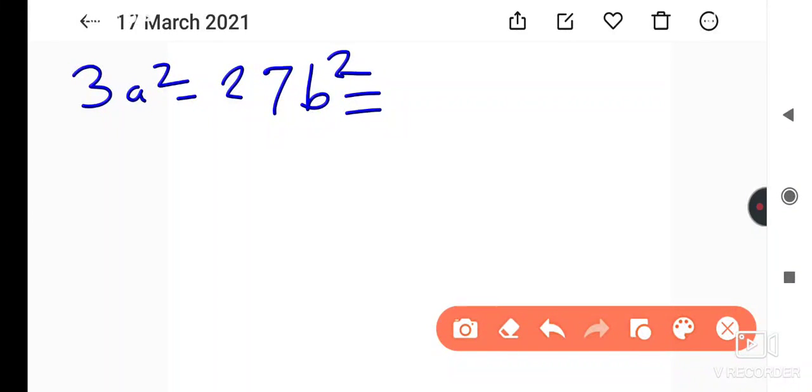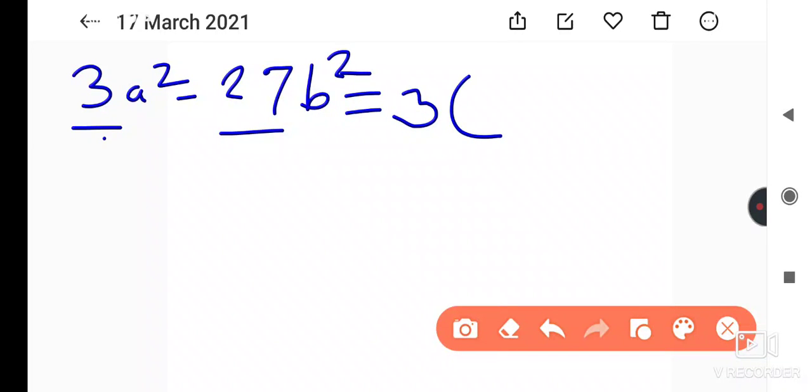In this example, you will see that 3 is not a square of any number and 27 is also not a square of any number. Now what to do? Just see that in 3's table, is 27 there? Yes. So just take 3 outside the bracket.